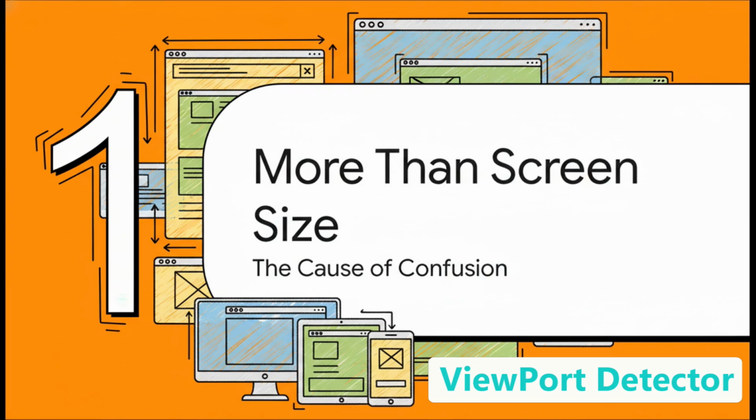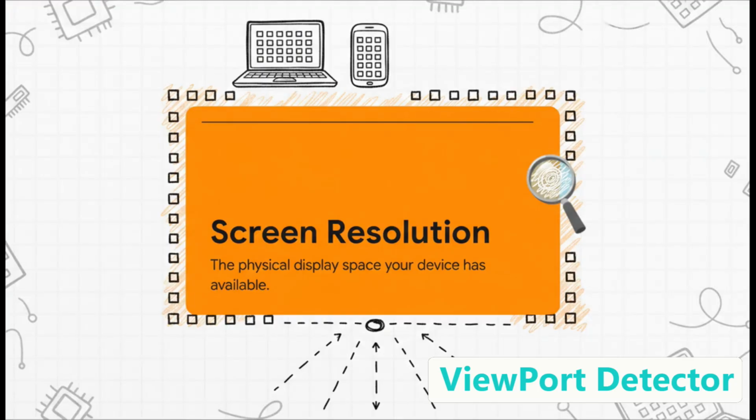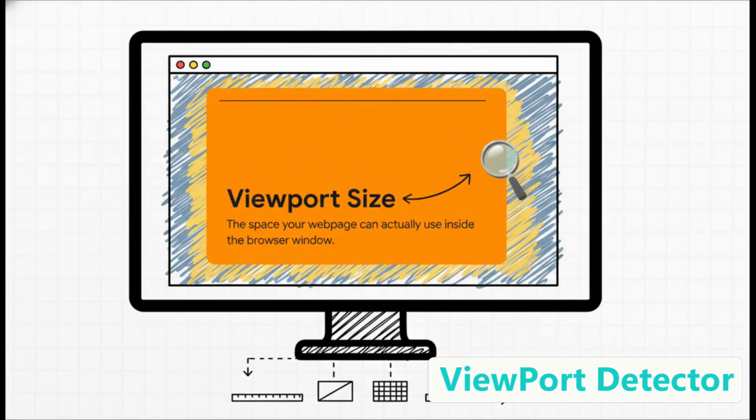Well, the root of the problem is that screen size is actually way more complicated than it sounds. Your browser is constantly juggling a few different measurements, and each one tells a slightly different story. First off, you've got screen resolution. Think of this as the raw hardware spec. It's the total number of physical pixels that are literally packed into your screen. It's a fixed number, specific to your device. But here's the thing, your website doesn't get to use all of that.